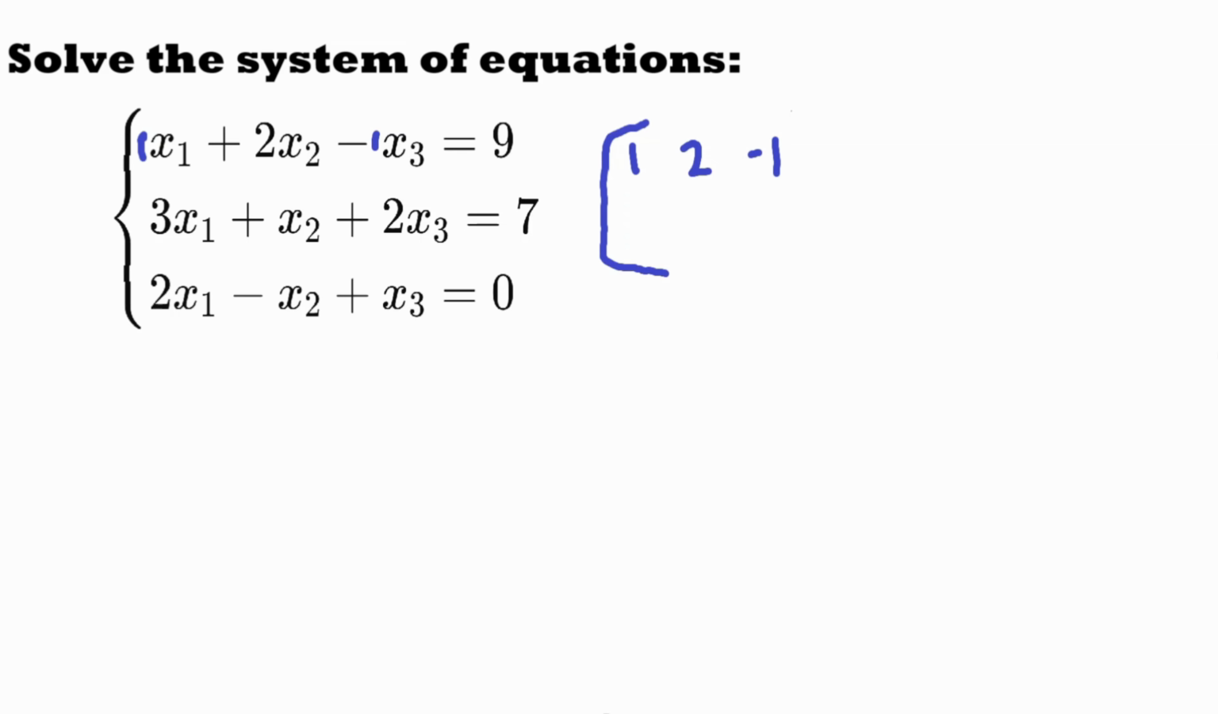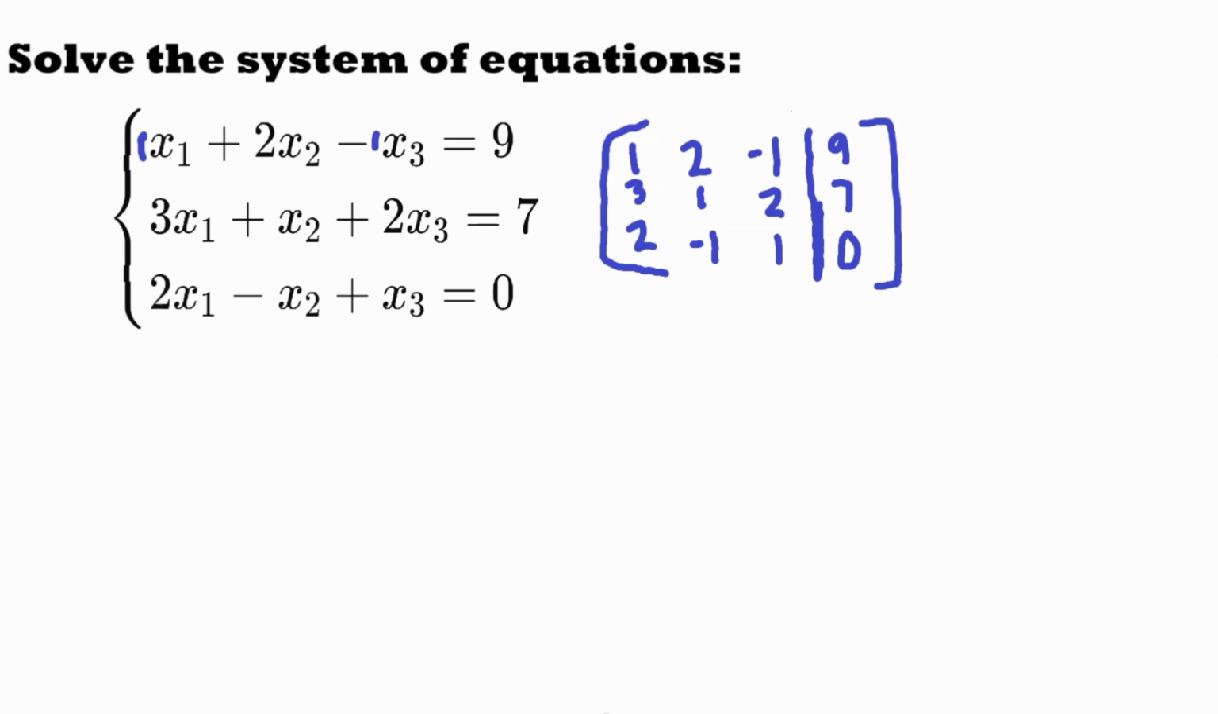And now let's go to the second row. 3 we have here, 1, and 2. And then the final row, 2, negative 1 again, and just 1. And now I'm going to create a borderline here to separate the left side of the equations from their answers. So here we just write what the values are on the right side: 9, 7, 0.